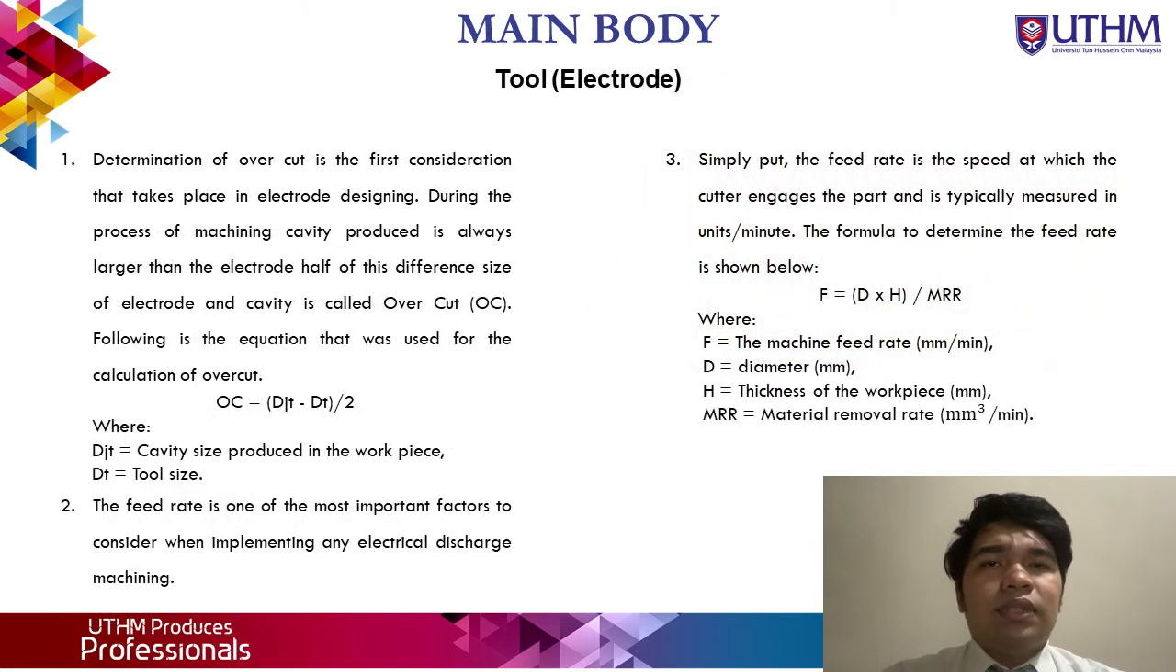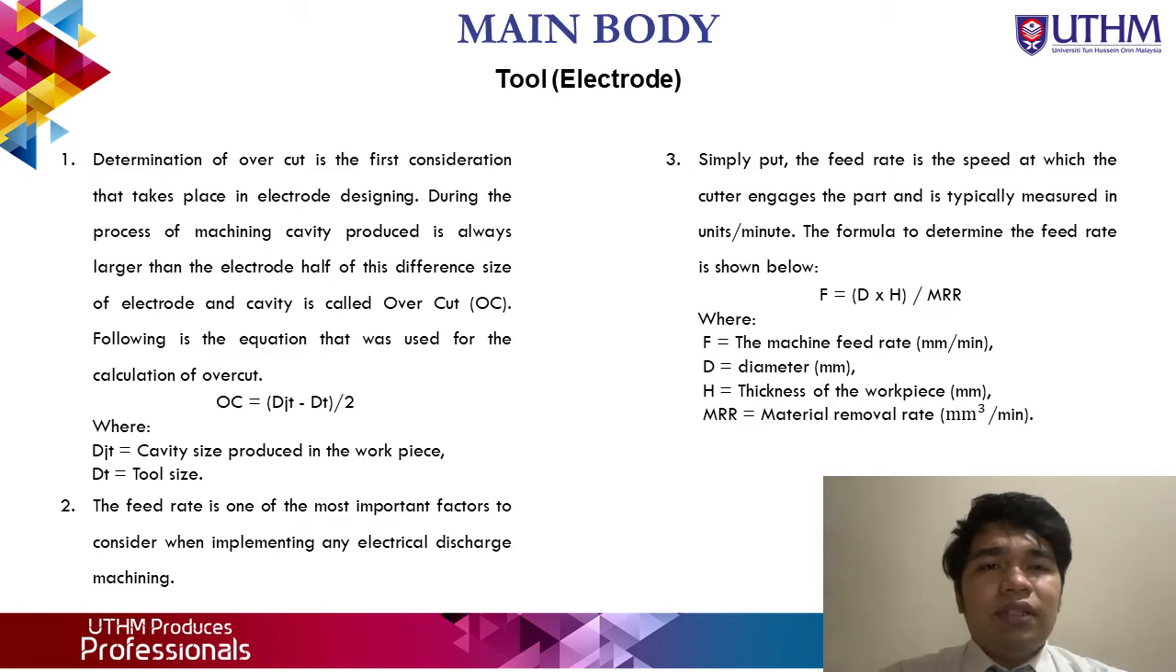Next is the tool electrode. In determining the overcut, the first thing that we consider for the electrode design is the overcut. The formula for overcut is OC equals DJT minus DT divided by 2, where DJT is the cavity size produced in the workpiece, meanwhile DT is the tool size.